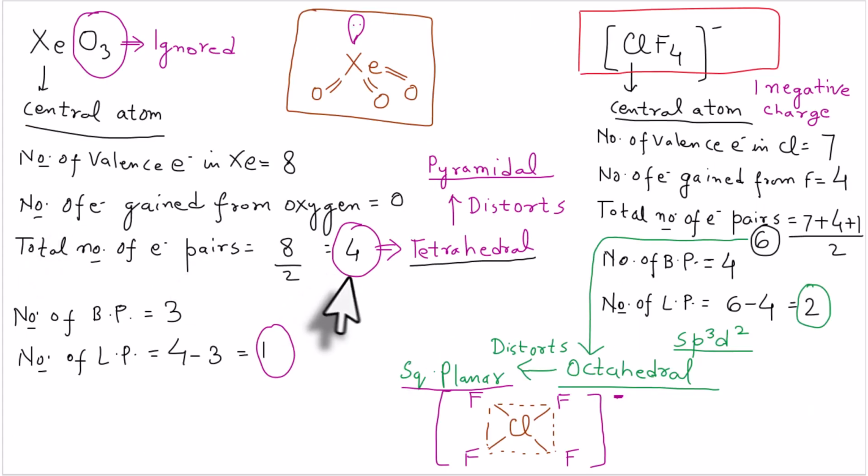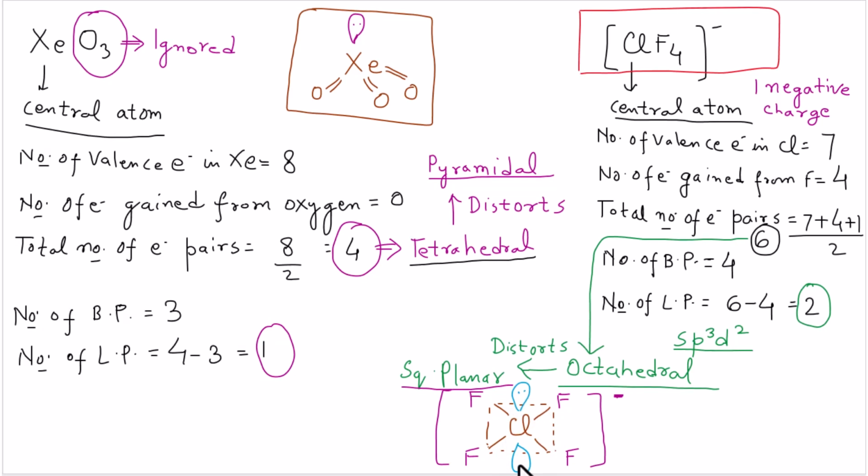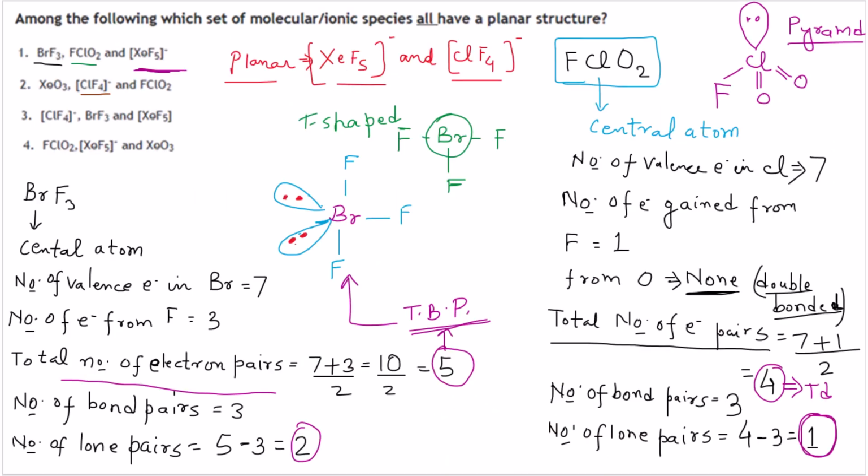Quickly, one thing I forgot to explain here: where should these lone pairs go? Since it's octahedral basic geometry, the lone pairs are oriented somewhere like this. So basically it's a square planar geometry. Now coming back to the question. We have discovered only 2 species, XeF5 minus and ClF4 minus, to be planar. And that is the reason that in this question XeF5 minus and ClF4 minus. So this is minus, should not be confused. So might be a printing mistake. So this is XeF5 minus.